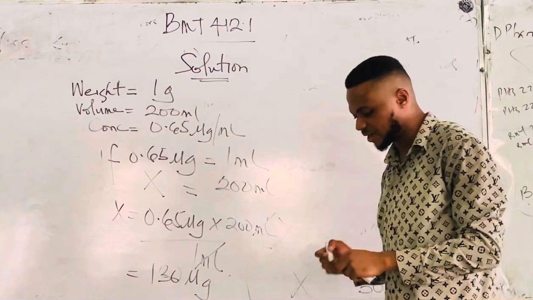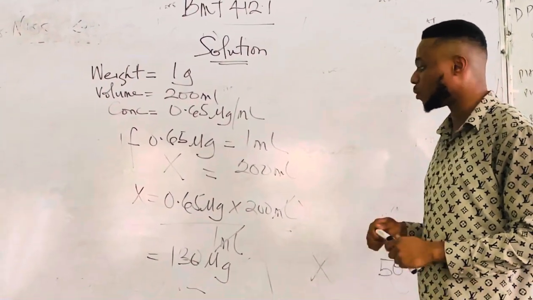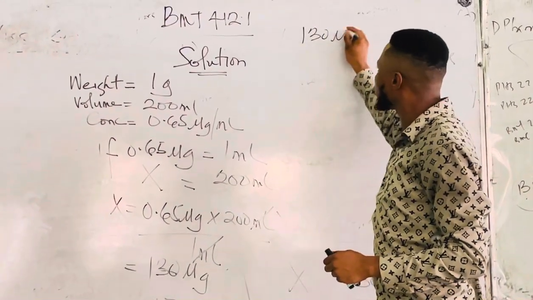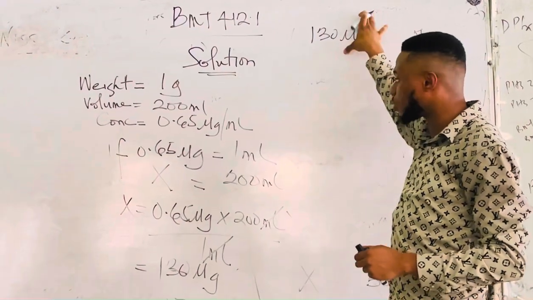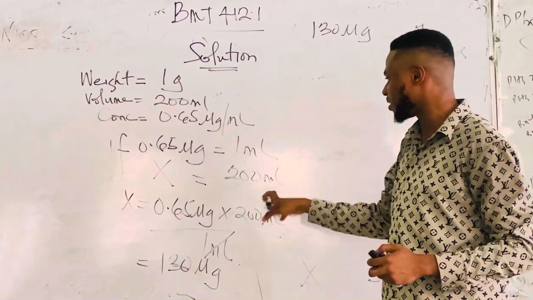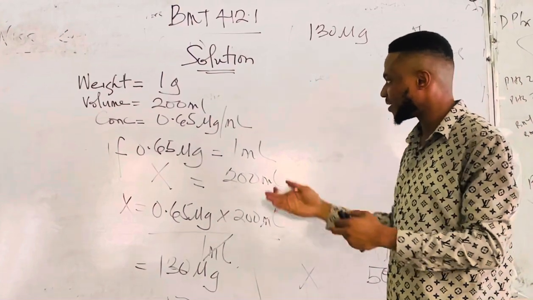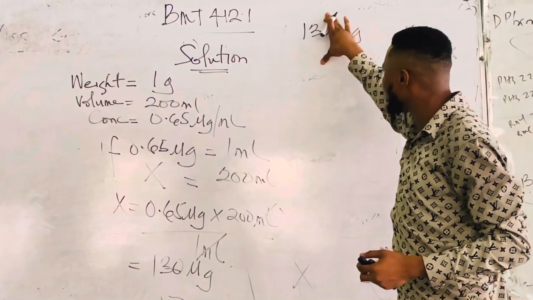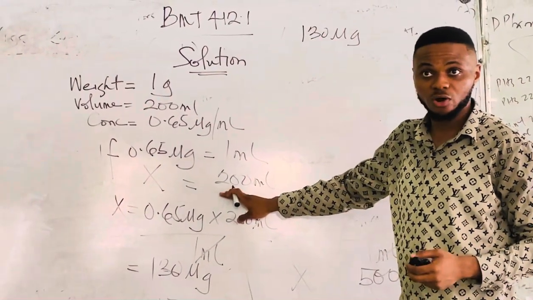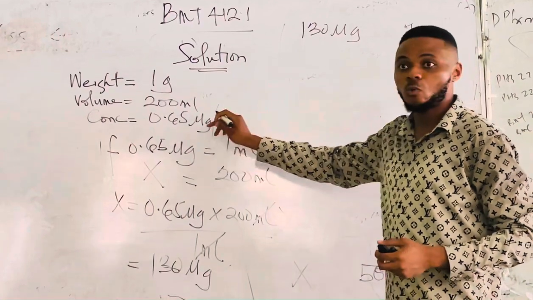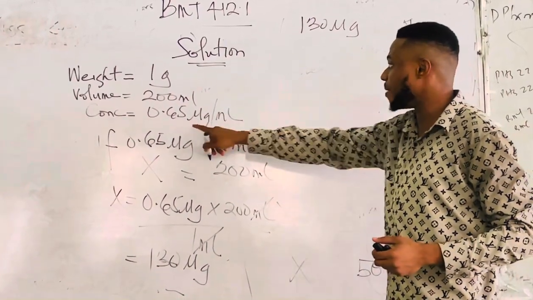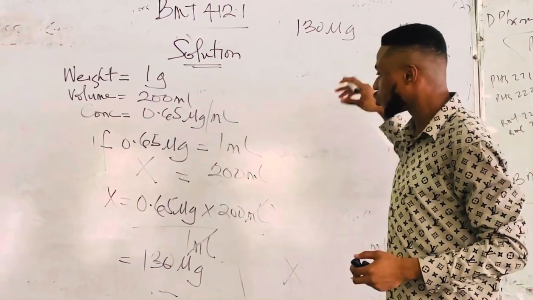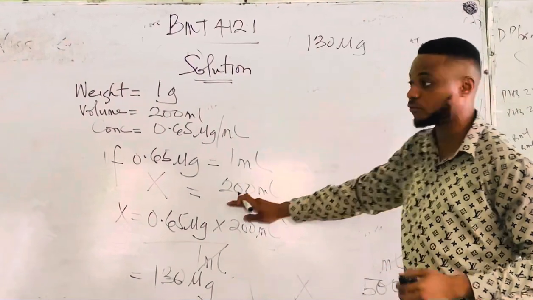But let us make our statement first. Let's just convert. We have 130 micrograms. This is the actual mass that will be dissolved in 200 ml to get this concentration. So it means that every 0.65 microgram in 1 ml would be present in 130 micrograms in 200 ml.